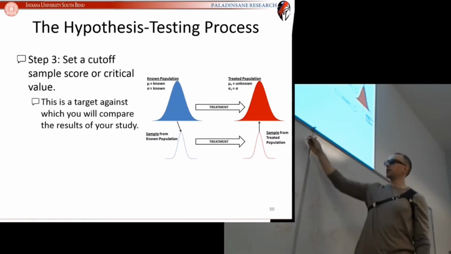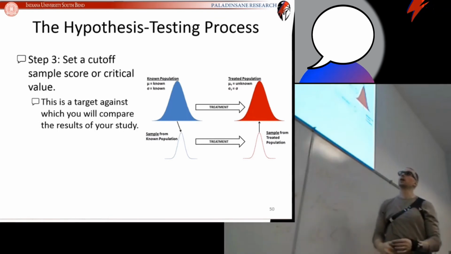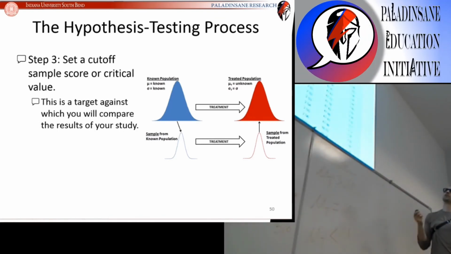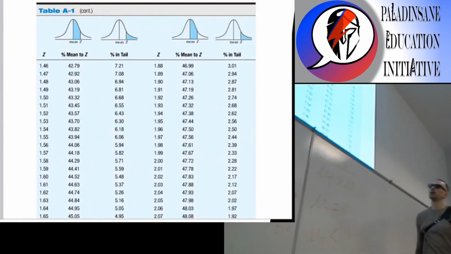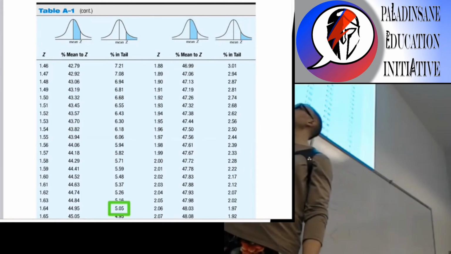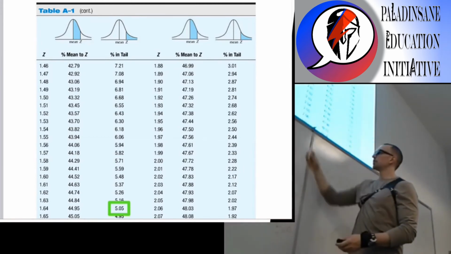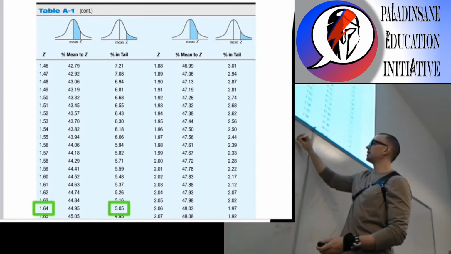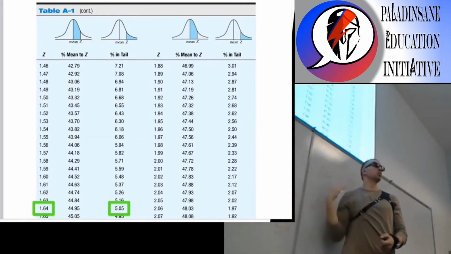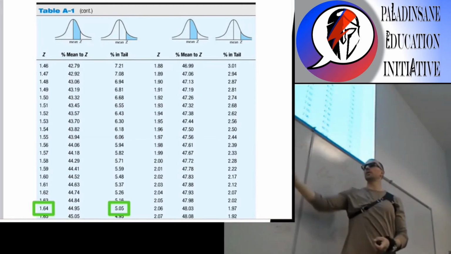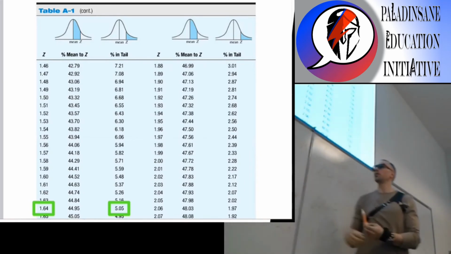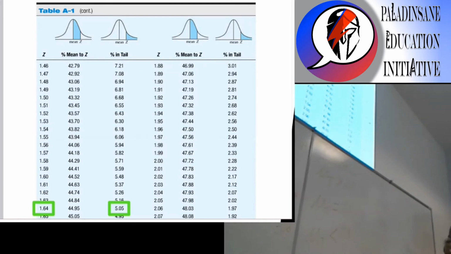So now we have to figure out what's this number right here. What's our cutoff score? We go to our table, and we find as close to 5% in the tail as we can. That's that right there. We find the z-score that's associated with it. So this line in the sand is at positive 1.64. Positive because we want the increase side. If we were looking for a decrease, it would be negative 1.64. That's important. Right now we're looking for an increase.